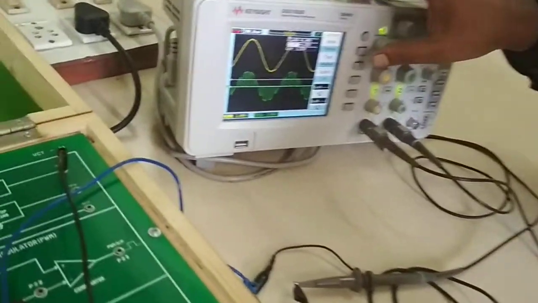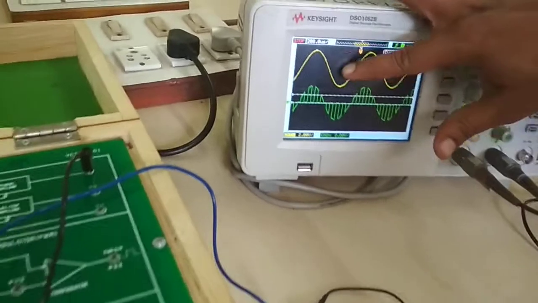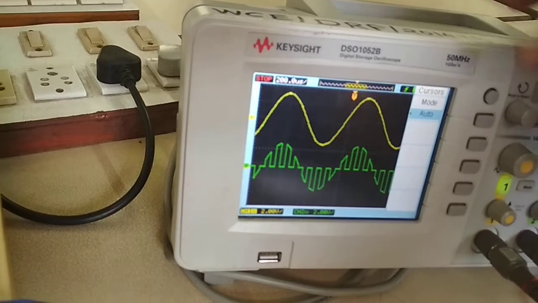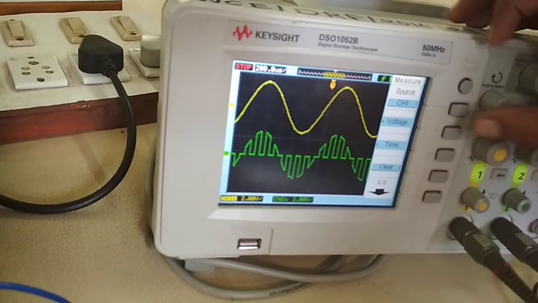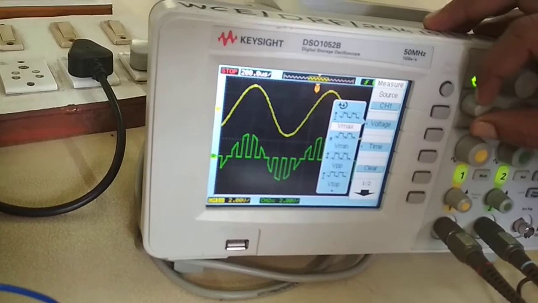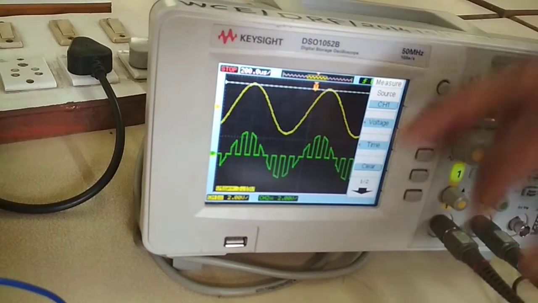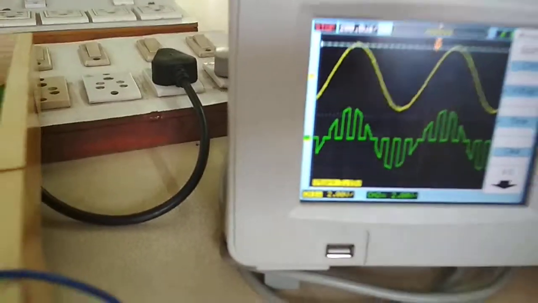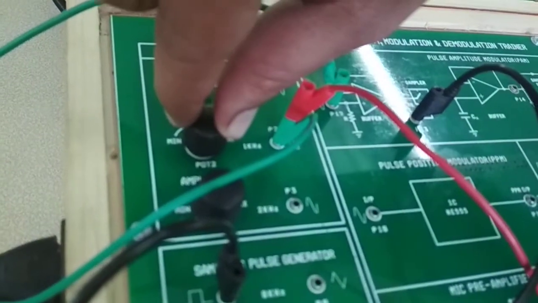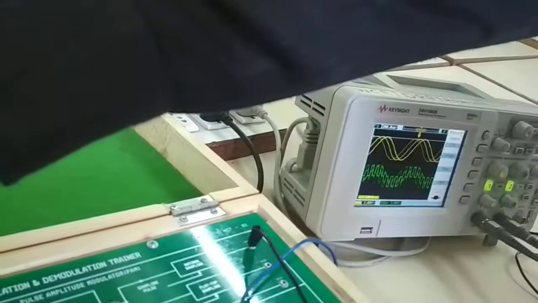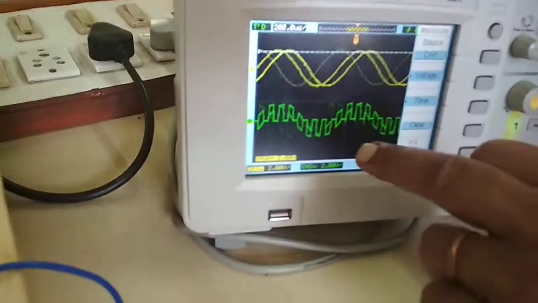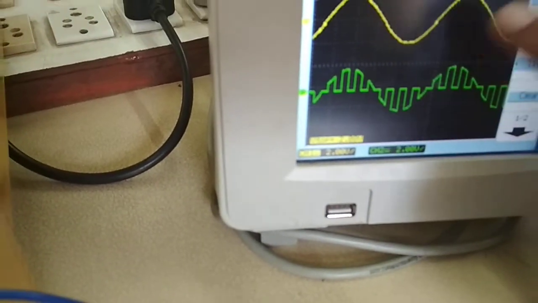Now again we will measure the amplitude of the modulating signal, right? So measure voltage peak to peak, right? You can observe the amplitude for the modulating signal is 3.15 volts. We can manage this amplitude by varying this amplitude knob here. So I will set this as 2 volt. I have set the amplitude of the modulating signal as 2 volt peak to peak.